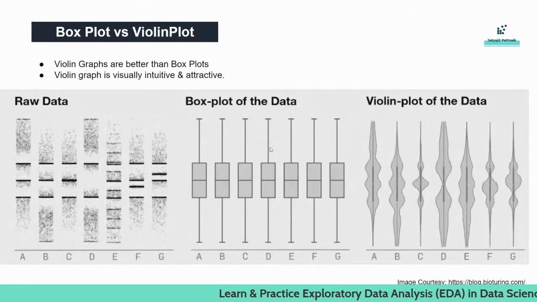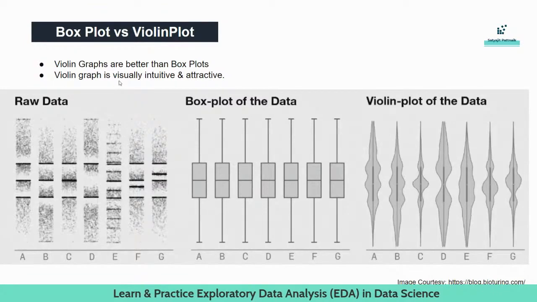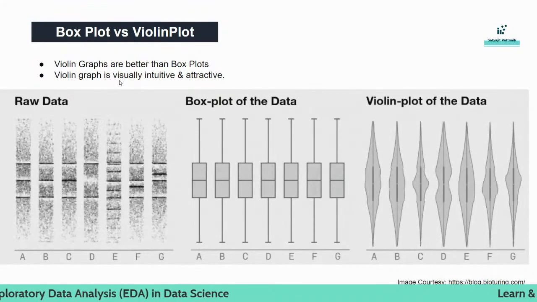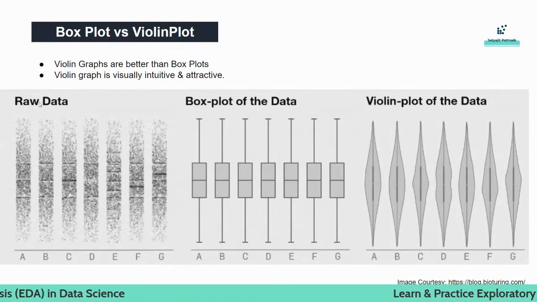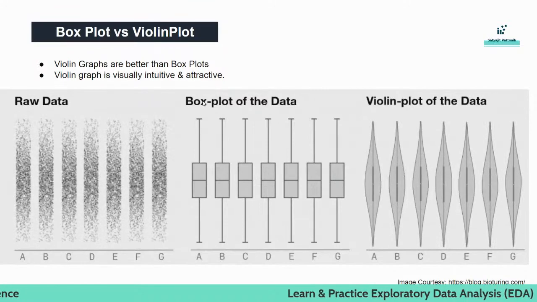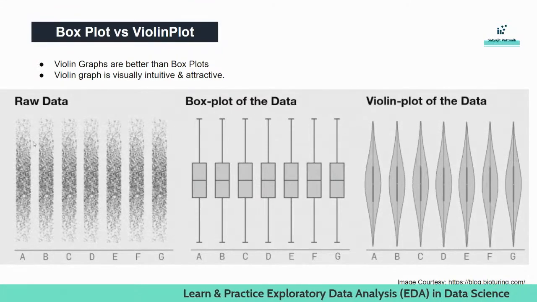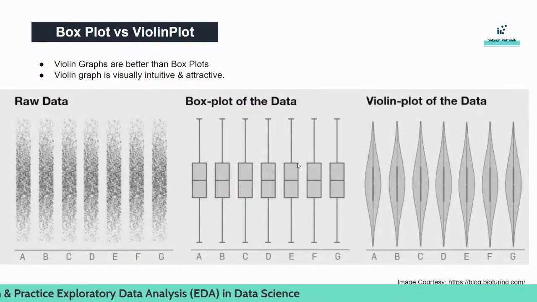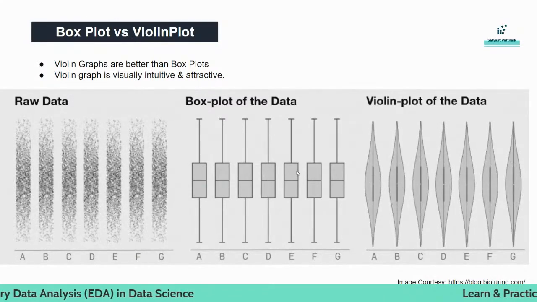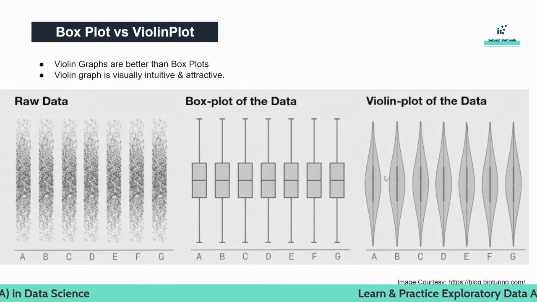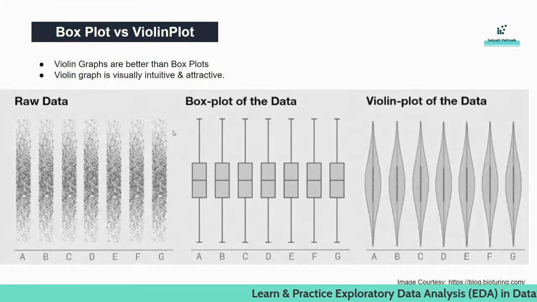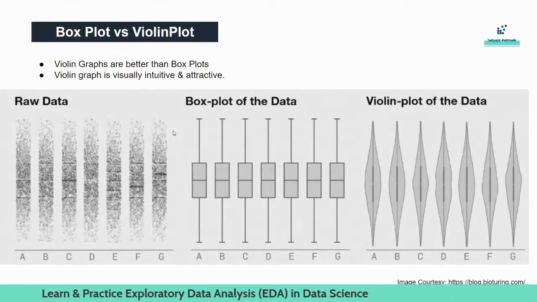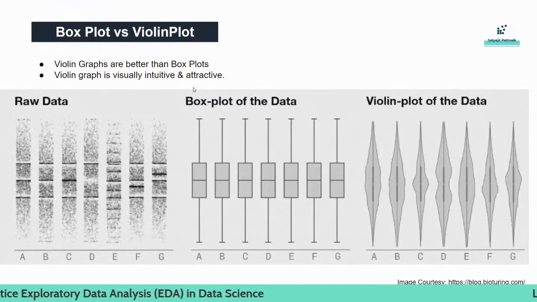Okay, so box plot versus violin plot. I have it covered. I didn't know that I had this slide. So violin graphs are better than box plots. You can see this is the raw data. This is how a box plot looks like. Now you can see the box plot is almost the same for these kinds of data, but you can see the violin charts are different for this data. So this is why it is considered that violin charts are better than box plots, and they are also visually more appealing as compared to box plots.